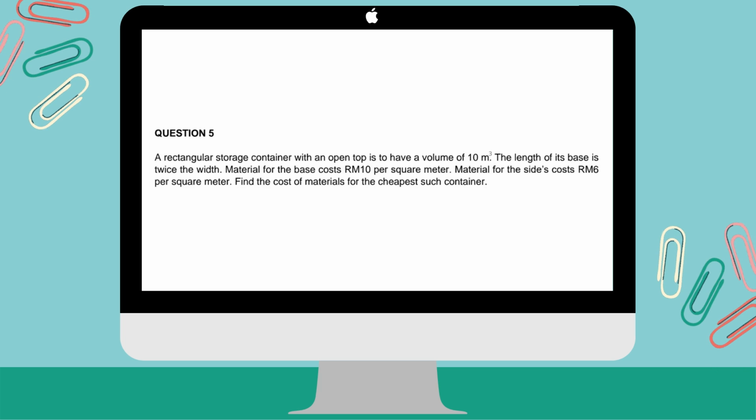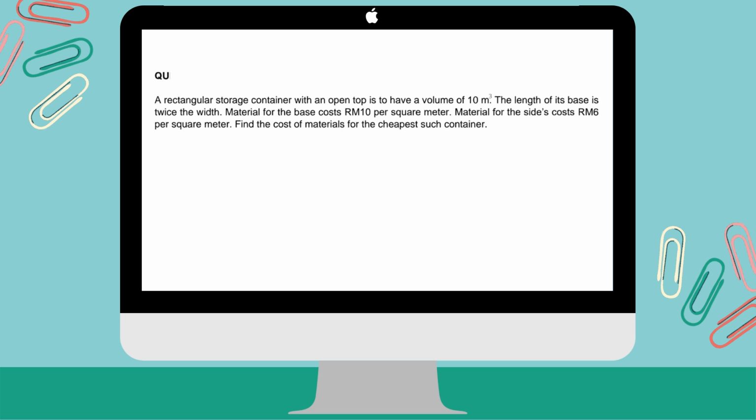Our group selected question 5. A rectangular storage container with an open top has a volume of 10 cubic meters. The length of its base is twice the width. Material for the base costs 10 ringgit per square meter. Material for a side costs 6 ringgit per square meter. Find the cost of material for the cheapest container.